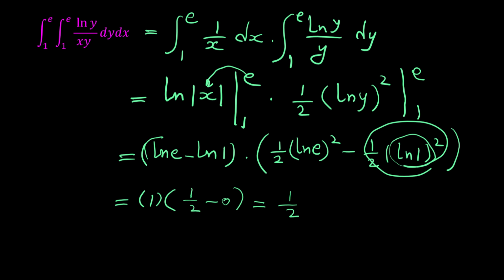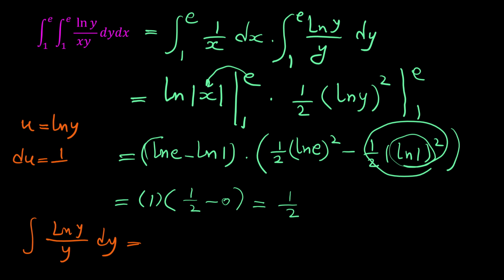Now let me show you how we can find integral of ln of y over y dy. For finding this integral, simply you can use a u substitution. If you suppose here u as ln of y, the reason that it's a good idea is because the differential of u, du, is 1 over y dy. If we solve this for dy, dy equals y du.